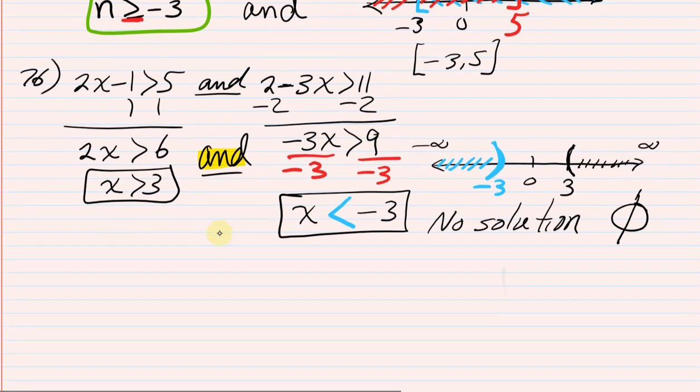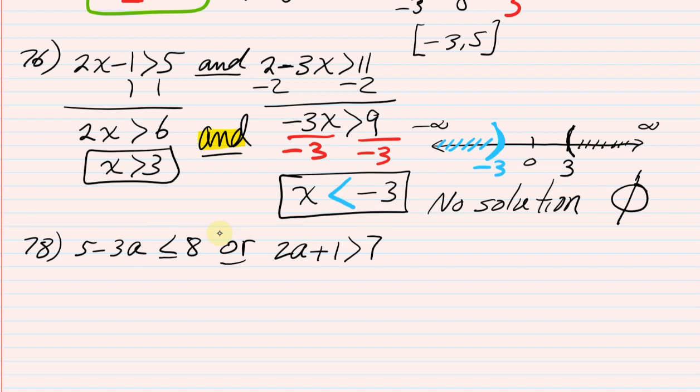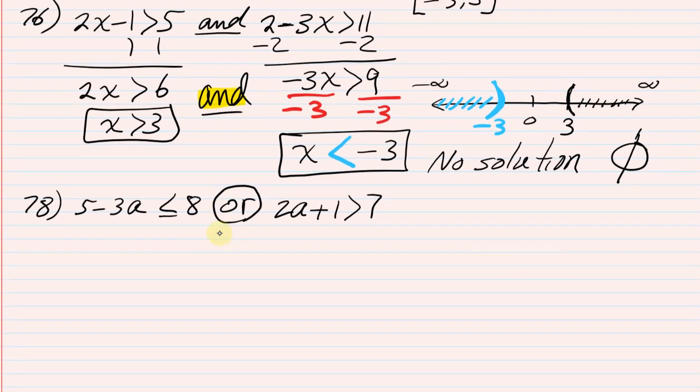And let's do one last one, and we're done with this section. Let's take a look at number 78. In exercise number 78, we have 5 minus 3a is less than or equal to 8, or 2a plus 1 is greater than 7. This time we have a disjunction. So let's just solve them first, and we proceed with all the other stuff. So I'm going to subtract 5 from both sides. That makes it negative 3a less than or equal to 3.